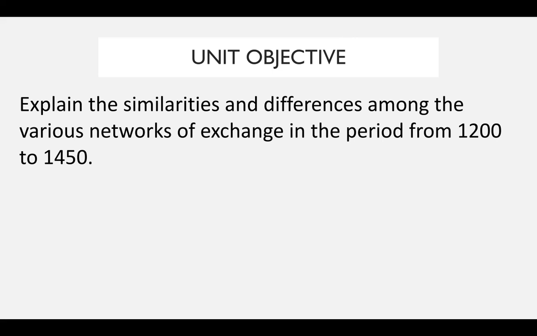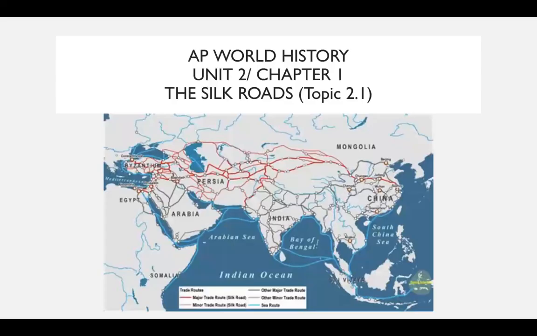So we will really talk about three major trading networks. They are going to be the Silk Road, the topic of today's presentation, the Trans-Saharan trade, which will be another presentation, and of course the Indian Ocean trade as well. So those are the three big networks of exchange. What's similar, what's different about them? That's what you should be focusing on when answering this specific unit objective.